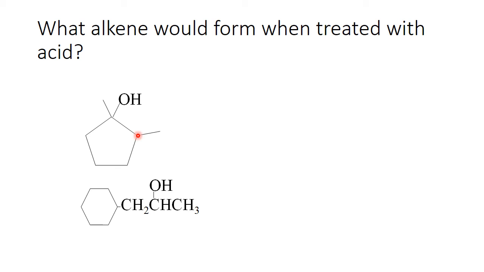Can it go this way? Well, let's look and see if that carbon has a hydrogen it can lose. There are 3 bonds on it, so yes, there's a hydrogen there. Can it go this way? Well, that carbon has 2 hydrogens on it. But if I go this way, it's going to have less substitution on it than if I go this way. So the product that forms is going to have the double bond here between these 2 carbons.